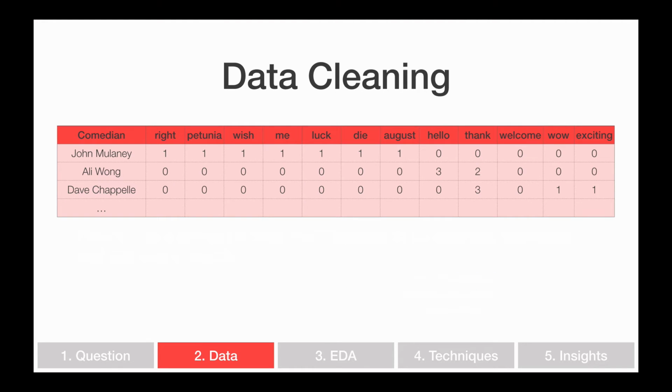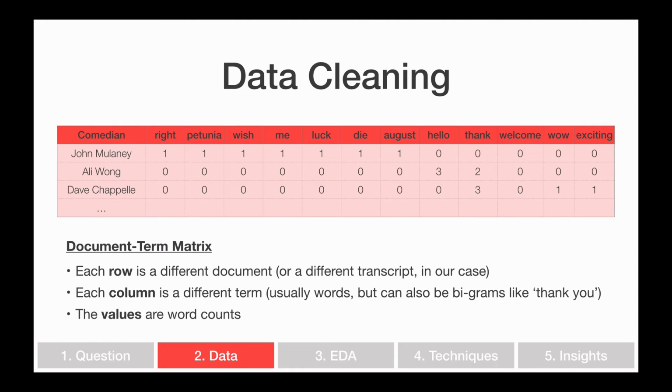That final matrix would look something like this. On the left, every row is a different comedian, and every column is a different word. You can see John Mulaney says, "Right, Petunia, wish me luck." And then Ali Wong says hello a lot and thank you and things like that. This is called a document term matrix. Each row is a document, each column is a term, and all the values inside are word counts.